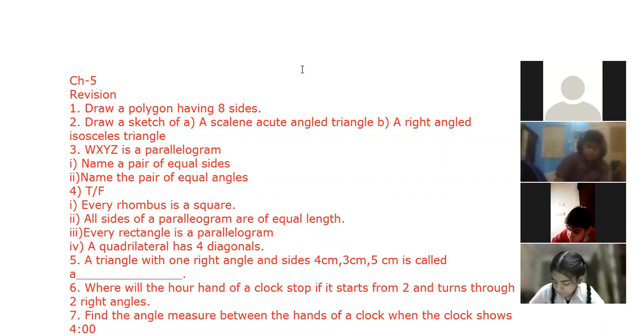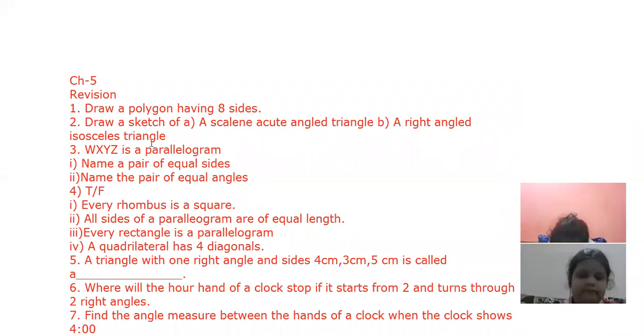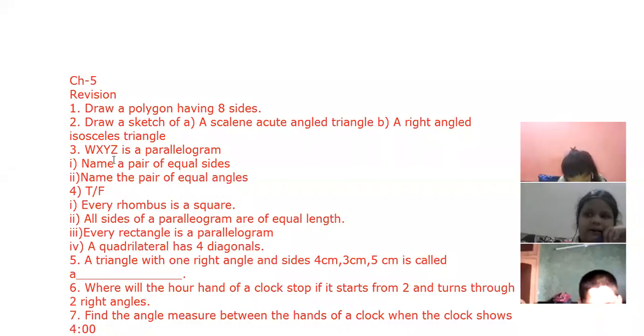Next question is draw a sketch of scalene acute angled triangle. So it should be scalene also. It should be a scalene triangle also, as well as acute angle triangle also. You have to remember that, then only draw the sketch, means you have to draw the triangle. A right angled isosceles triangle. Here it should be a right angled triangle as well as an isosceles triangle. You have to remember which is an isosceles triangle and which is a right angle, and combination of that you have to draw it.